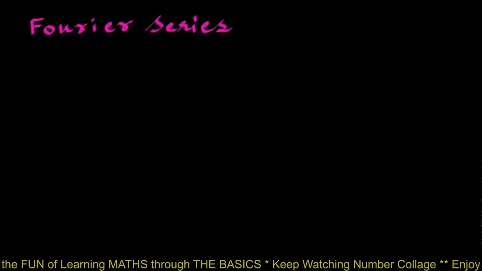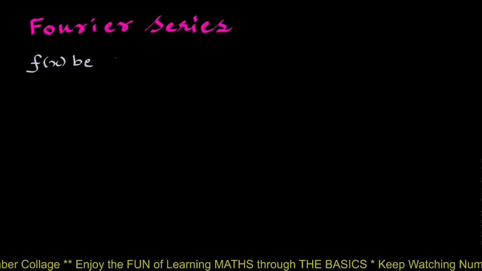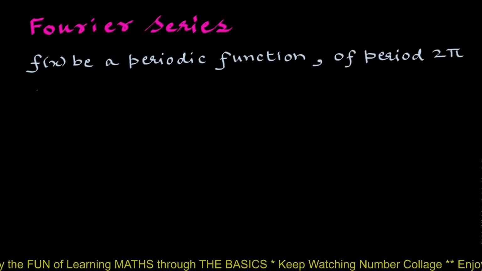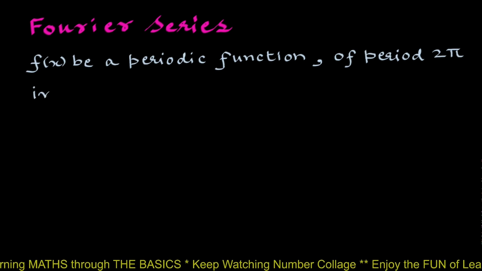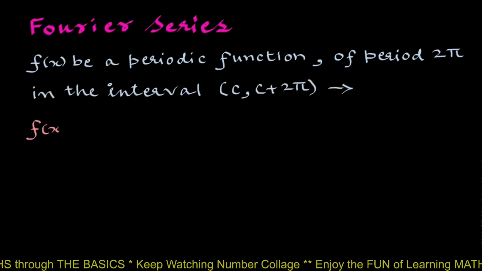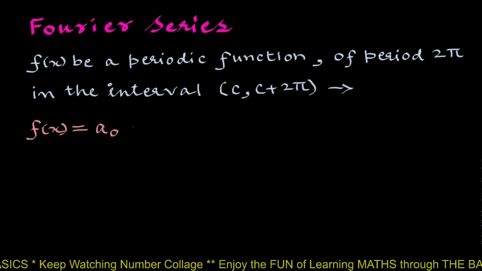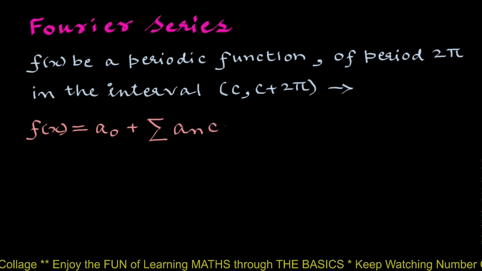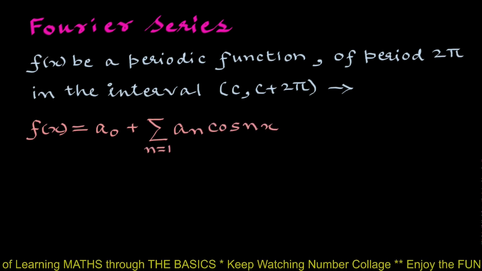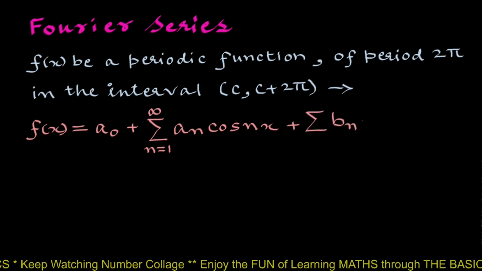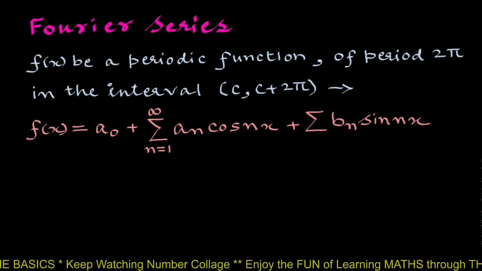In this video, we are going to study Fourier series. Let f(x) be a periodic function of period 2π, which can be represented in the interval c to c plus 2π and given by f(x) equals a0 plus summation an cos nx, n runs from 1 to infinity, plus summation bn sin nx, is called Fourier series.